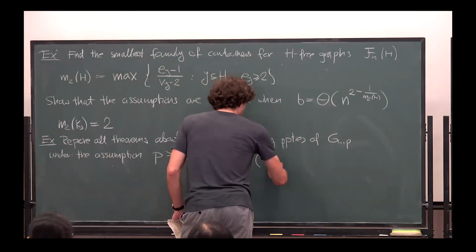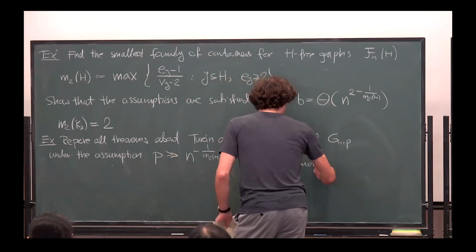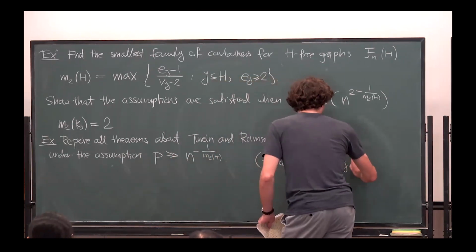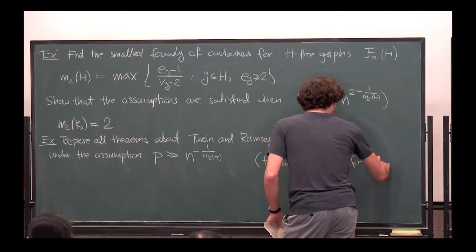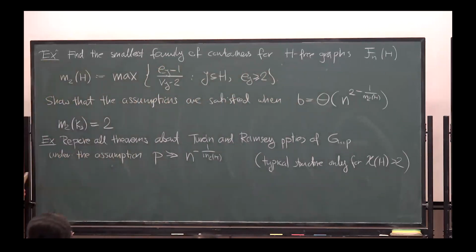For the typical structure, you will need to assume that the graph H is not bipartite, because if the graph H is bipartite, we don't know that such statements hold even when p is equal to 1, even for the complete graph. And maybe this would be a good time for a break, unless you have some questions.